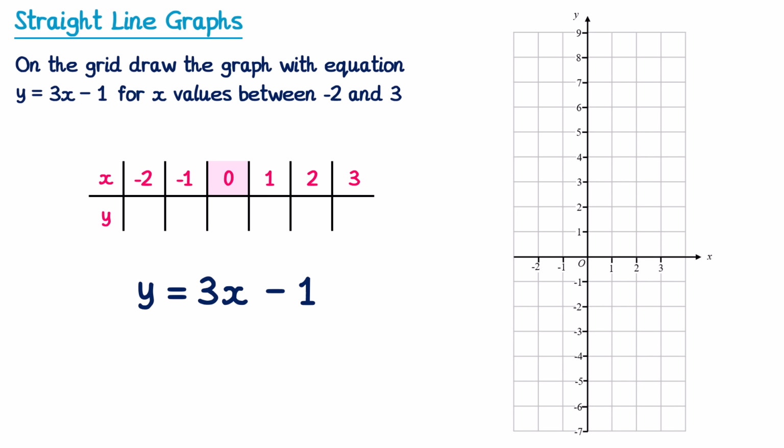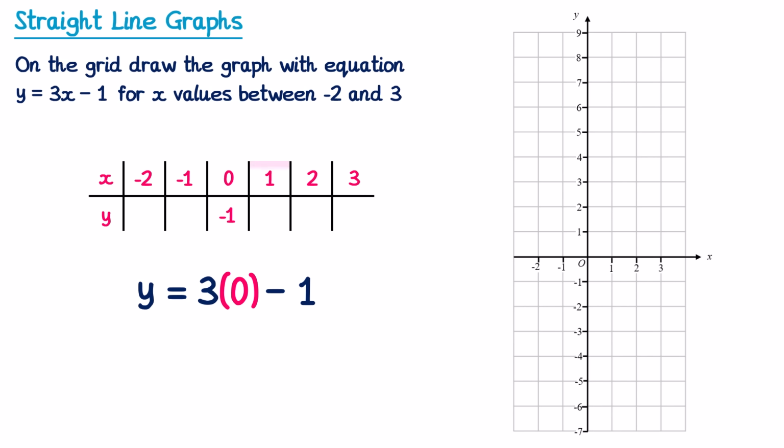So if we substitute 0 into this, that means we replace the x with a 0, so instead of 3 lots of x, it's 3 lots of 0. We can now work this out and it will tell us the y value. 3 lots of 0 is just 0, so this is 0 take away 1, which is -1. So if x is equal to 0, the corresponding y value would be -1.